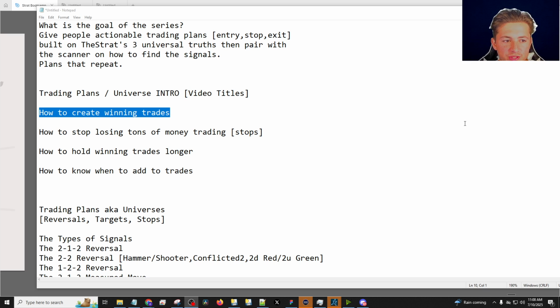Hey everybody, in this new series, we're going to talk about a lot of things strat, specifically actionable trading plans that are built with the strat's universal truths, and then how we can use the scanner or any market scanner to find the signals and trade the plan. And these plans are constantly repeating on a cyclical basis. It's like every day, every week, every month, every quarter, every year. So if you're going to find consistency, these plans are where you're going to find it.